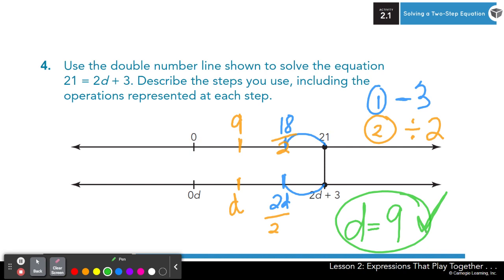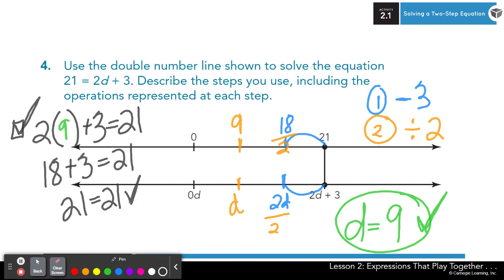Now, who remembers how to check and make sure our solution is correct? If you haven't done that, go ahead and take a minute and do that now. Pause here. If you use substitution and substituted that 9 back into the original equation, you are on the right track. Kudos to you. You should have gotten 21 is equal to 21, which verifies that my solution is in fact correct. Awesome job. You just learned how to solve a 2-step equation using a double number line.